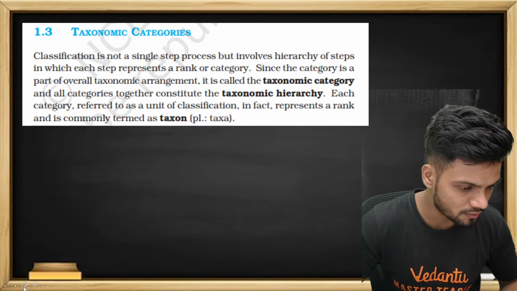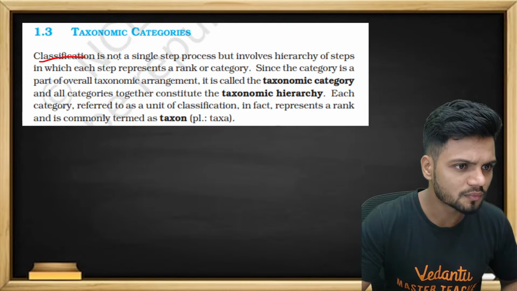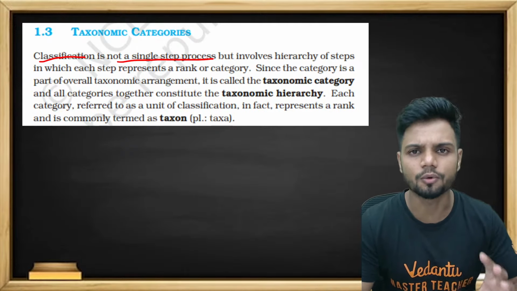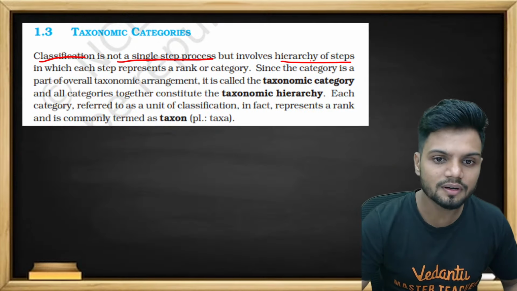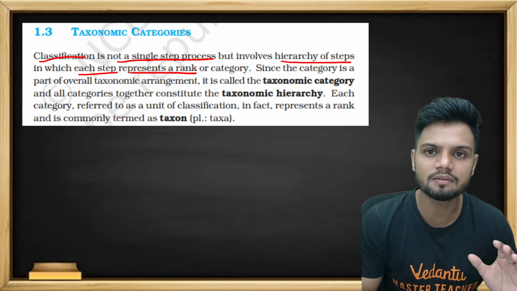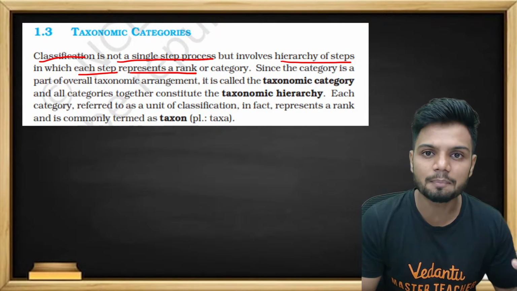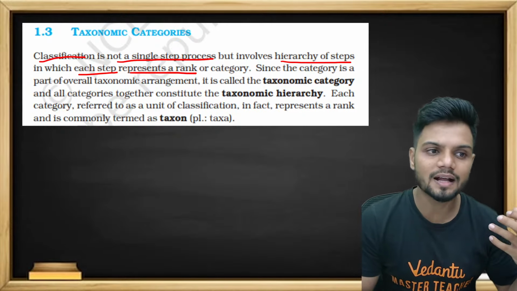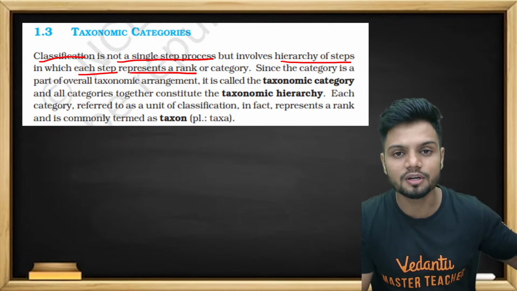Now let's read the first lines of NCERT. Classification is not a single step process. Classification cannot happen just at one go, but involves a hierarchy of steps. Hierarchy means different levels of steps, in which each step represents a rank. For example, in the army we have lieutenant, colonel, captain and everything. So there are different ranks in the army. Similarly, in taxonomy, there are also multiple different ranks or levels.